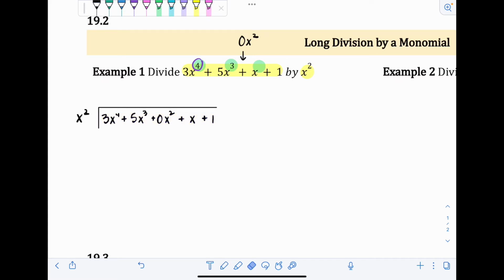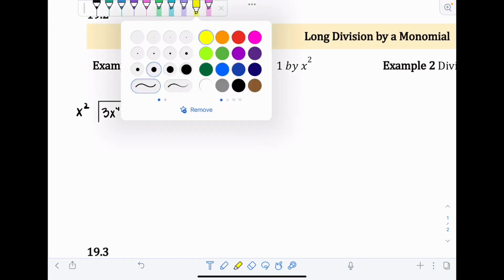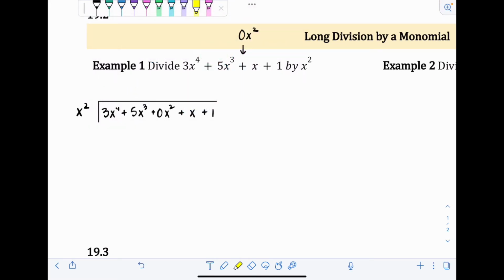When you're using long division, we just focus on 2 terms at a time, at least when we're dividing by a monomial, which is just the one term. We focus on one term from each part of the problem, and then we're able to work our way down until we get to the end. That maybe doesn't make a whole lot of sense right now, but hopefully it does after this. Okay, so what we do is we start with the first term inside the division bar.